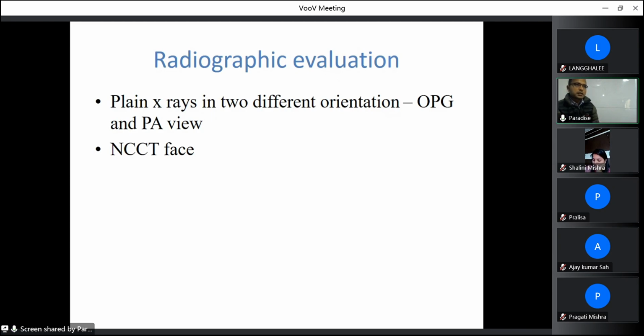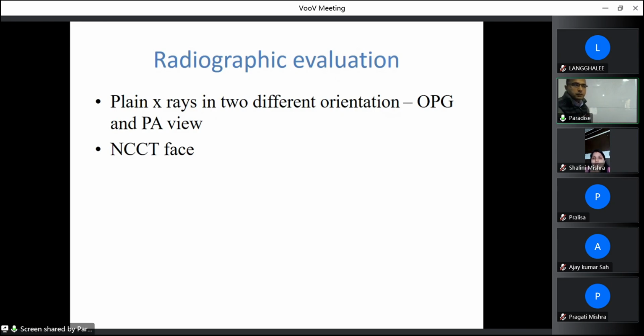CECT, or contrast enhanced CT scan, is advised for any pathology like ameloblastoma, odontogenic keratocyst, or osteonecrosis. If you want to know the extension of such pathology, then you have to do a CECT, where the contrast media is injected into the vein, into the blood, and after that the CT is taken so that you know the extension of the lesion.